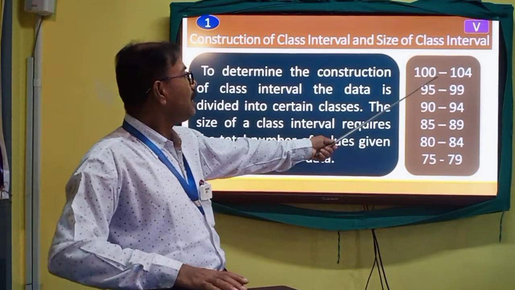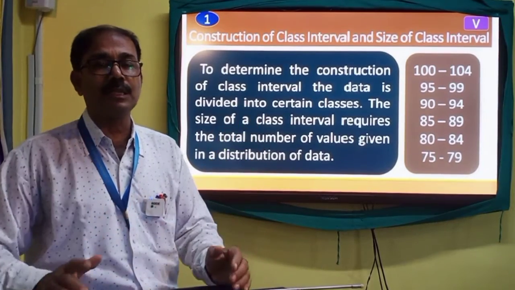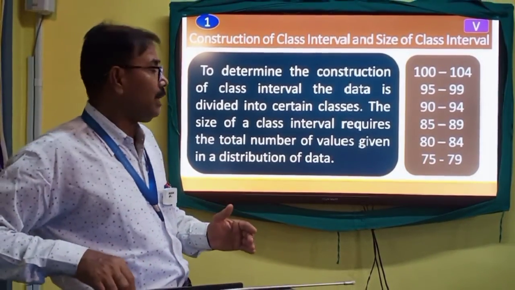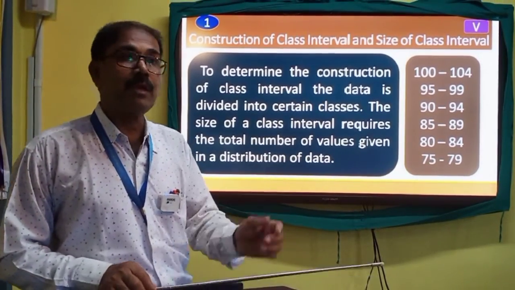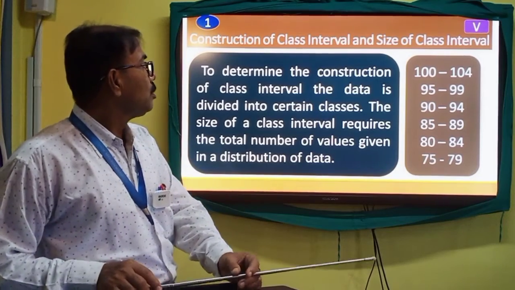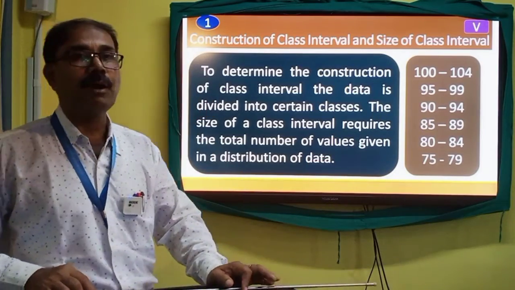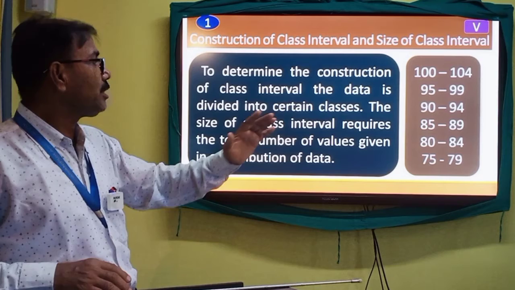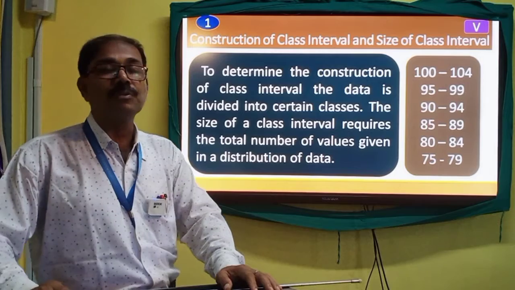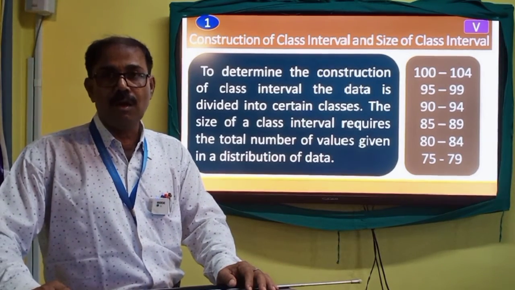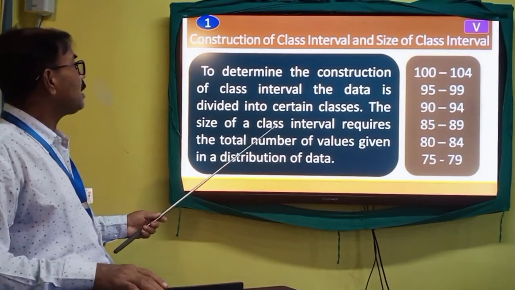Suppose we have a bundle of data where the highest number is say 102 or 103, or maybe the maximum 104. So from 100 to 104, 95 to 99, 90 to 94, 85 to 89, 80 to 84, 75 to 79, 65 to 69, 60 to 64, like this, we can determine the class intervals. Let us see the next slide.